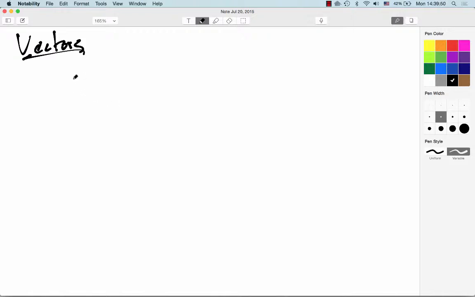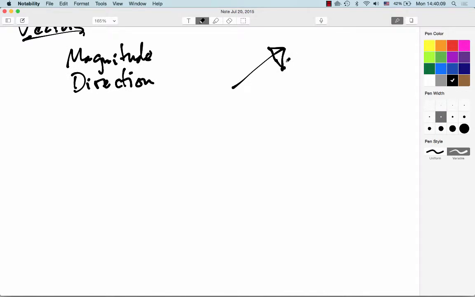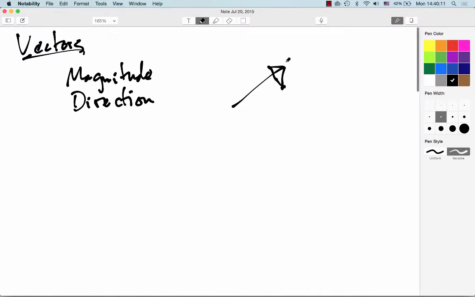vector is as a combination of a magnitude and a direction. And so we can go ahead and represent a vector by drawing an arrow, and the length of the vector will give us the magnitude, and the direction it's pointing gives us, well, the direction. Now we should probably give the vector a name, so let's call it A.